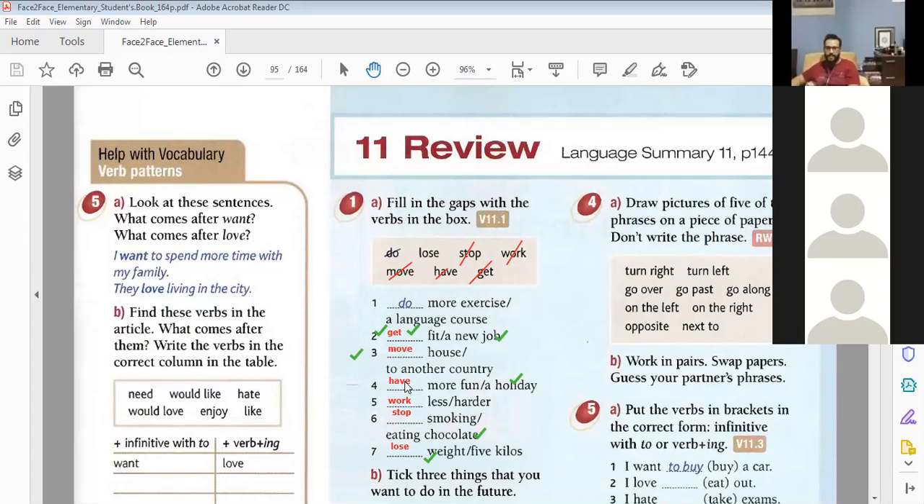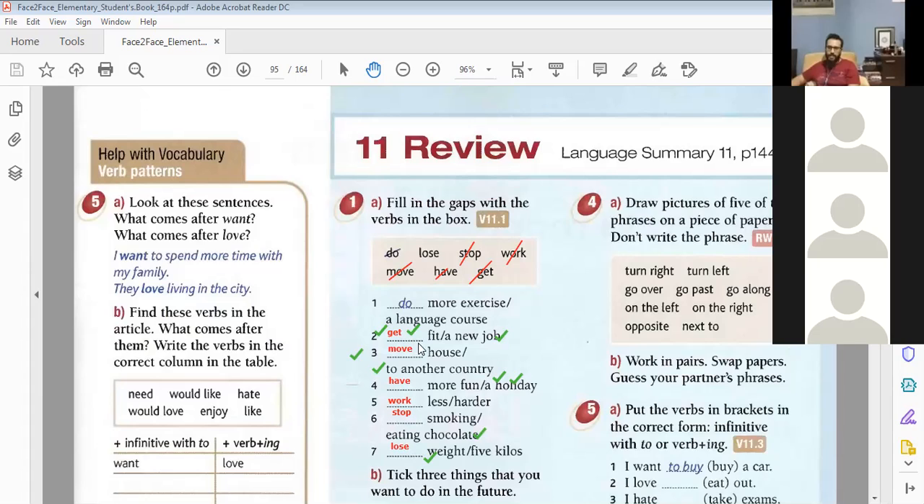Number 4. You'd like to have a holiday, or would you like to have more fun? Have a holiday. Number 3. Would you like to move house, or would you like to move to another country? Another country. All right. Okay, so that's nice.